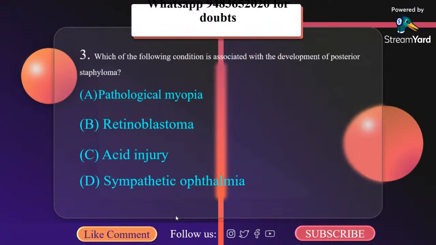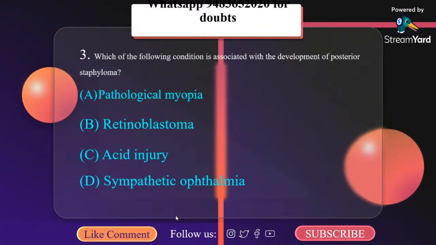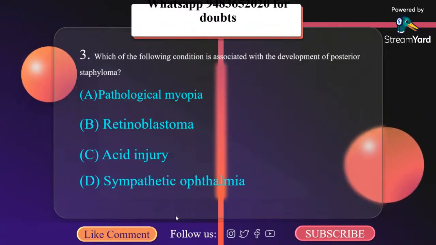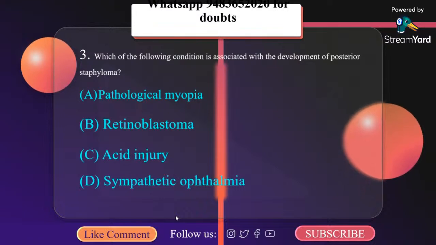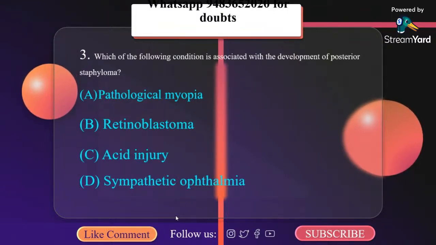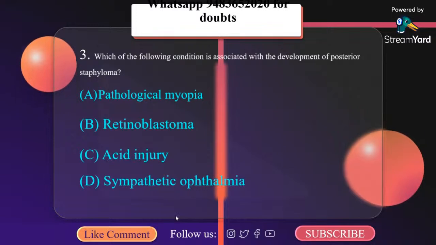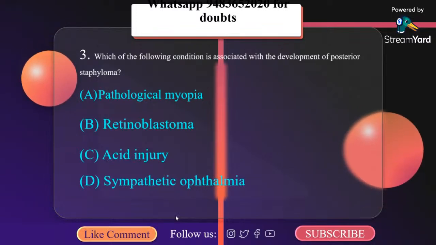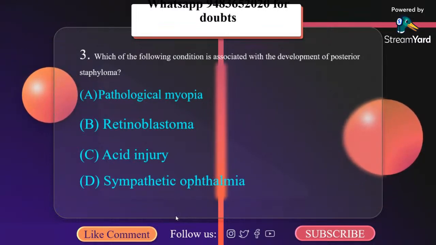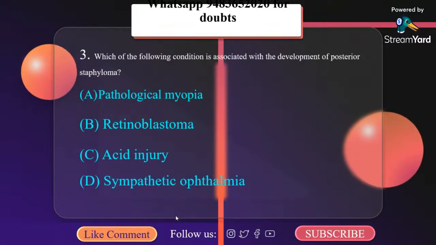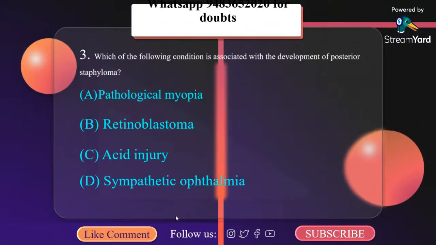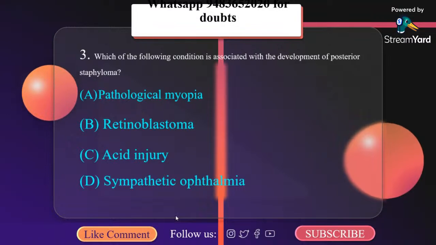Which of the following conditions is associated with the development of posterior staphylomas? A. Pathological myopia, B. Retinoblastoma, C. Acid injury, D. Sympathetic ophthalmia.